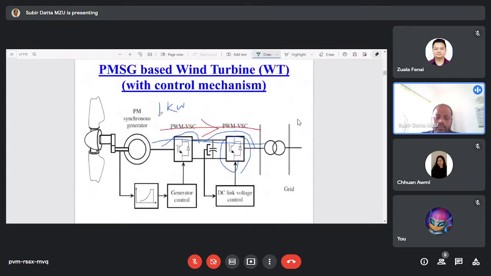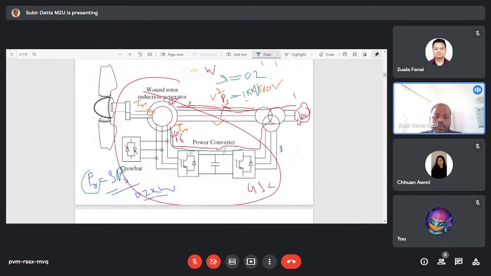Whereas in the permanent magnet synchronous generator system, if the stator power is 1 kilowatt, this total power will flow through the converters. That's why we have to design the power electronics converters in such a way that they must handle 1 kilowatt. Definitely the rating of the converter will be more there, but here these two converters will handle only 0.2 kilowatt. So this power is very, very less as compared to that one. That's why the rating of the converters used in the DFIG based wind energy conversion system is less as compared to the converters used in the permanent magnet synchronous generator based system.